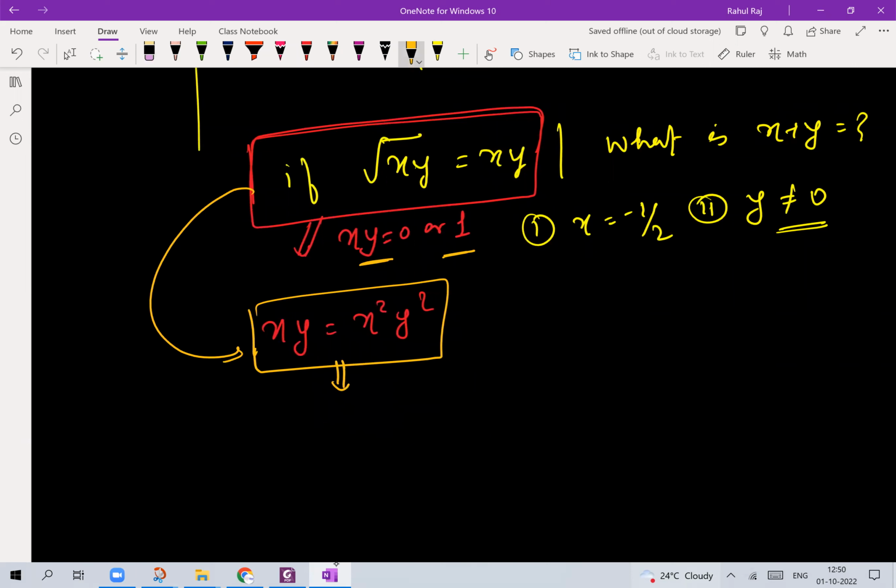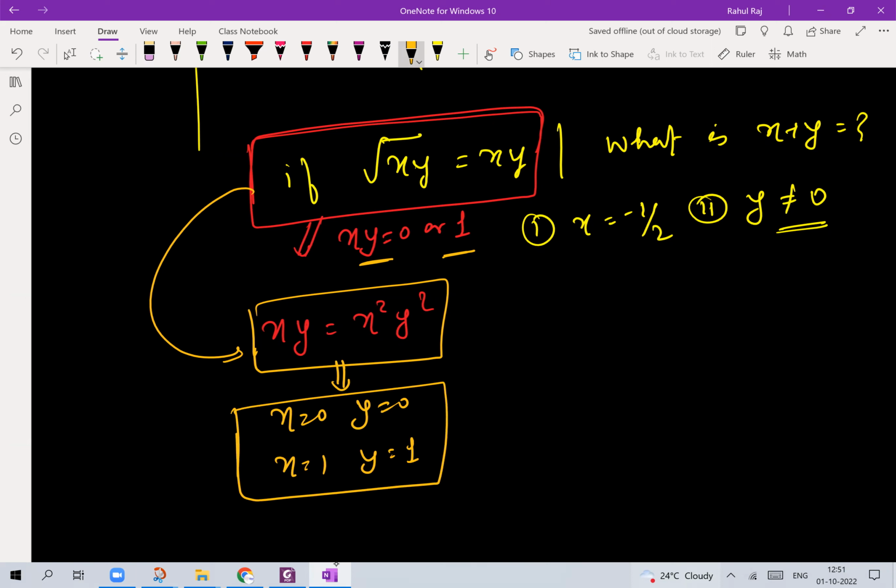Now tell me, for what values of x and y will LHS be equal to RHS? Only when you take x is equal to 0 and y is equal to 0. So see, 0 is equal to 0. Or you take x is equal to 1, y is equal to 1. Check, 1 is equal to 1. There is no other value in the world you will be able to take where xy is equal to x square y square. It is only equal when x and y are either 0 or 1. Is this 100% clear or not? Yes, Rahul. So this is the information that is given to you.